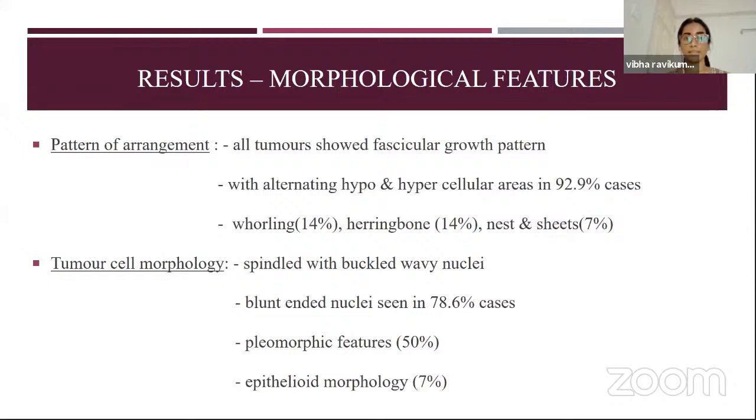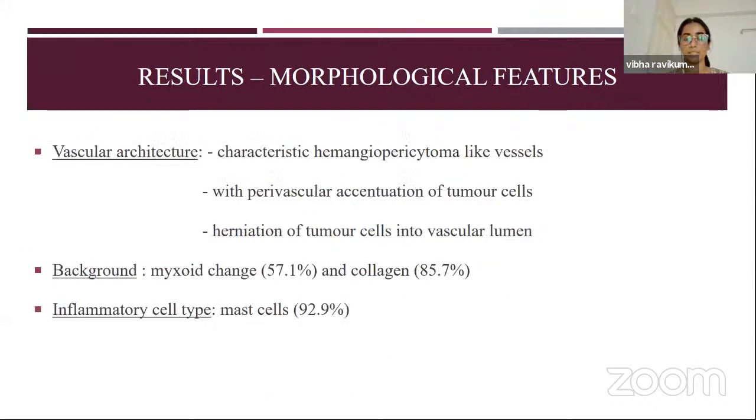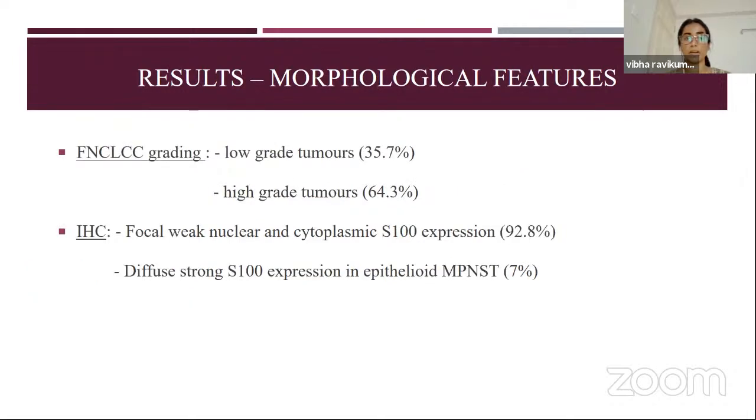A characteristic vascular pattern that was noted was hemangiopericytoma-like vessels with perivascular accentuation of tumor cells and herniation of tumor cells into the vascular lumen. The background predominantly showed collagen, and along with that, myxoid change was seen in 57.1% cases. The predominant inflammatory cell type was mast cells. According to the FNCLCC two-step grading scheme, low-grade tumors included 35.7% cases and high-grade tumors were 64.3% cases. On IHC, 92.8% cases showed focal weak nuclear and cytoplasmic S100 expression, and diffuse strong S100 expression was seen in epithelioid variant of MPNST.